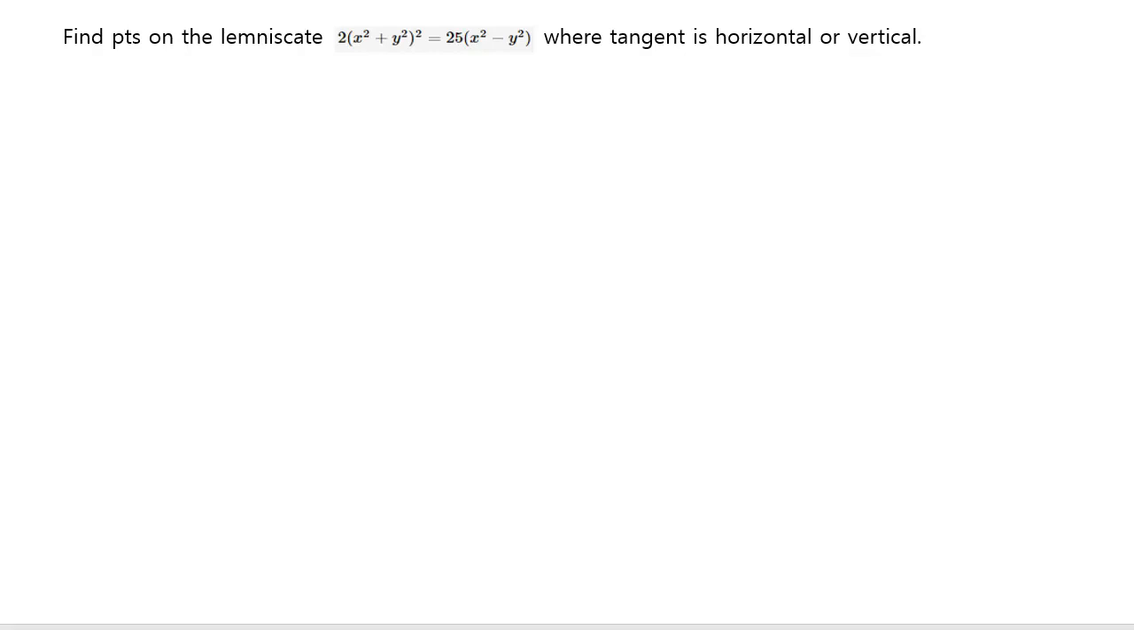Find points on the lemniscate where the tangent is horizontal or vertical. Well, it's somewhat helpful if you know the graph, although you can still solve the question without knowing the graph. I used a website called Wolfram Alpha to generate the following graph.